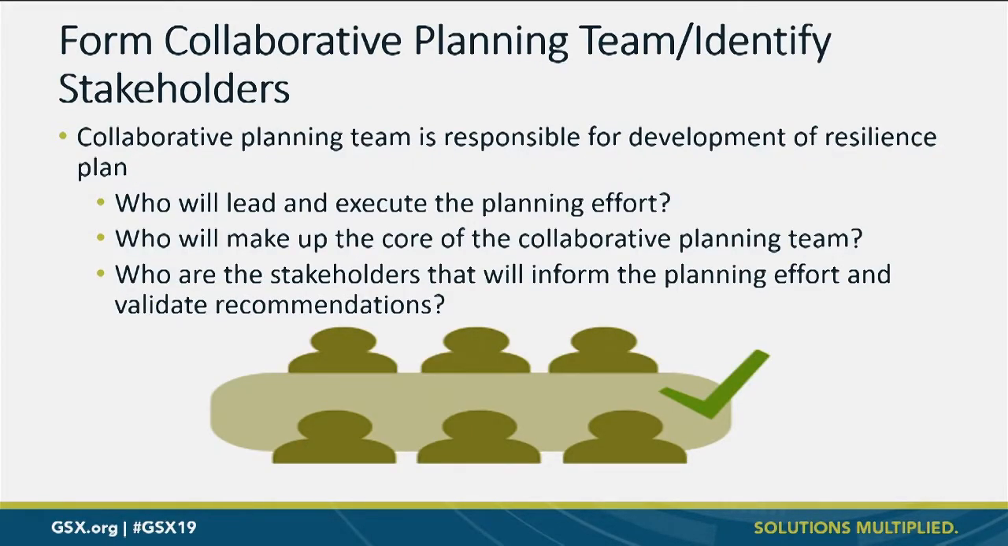Next step is to form the collaborative planning team and identify stakeholders. Picking a leader is really important. A leader really needs to be someone who can work across boundaries, work across the silos, and bring a diverse group of stakeholders together. You need to have people who are willing to do the work of actually developing the plan, and then the stakeholders who are going to inform that effort.